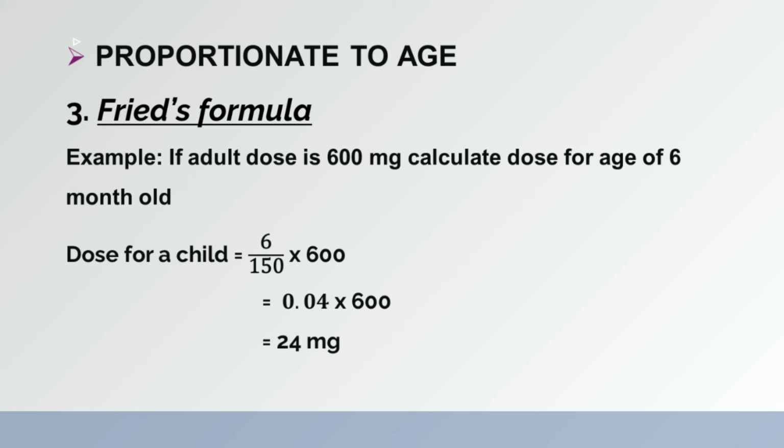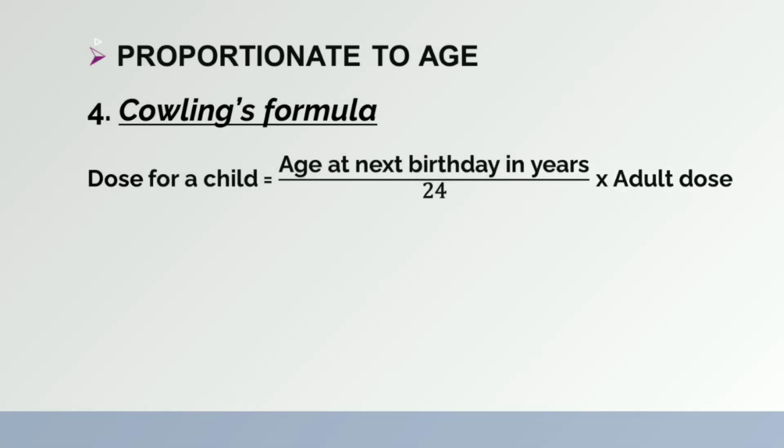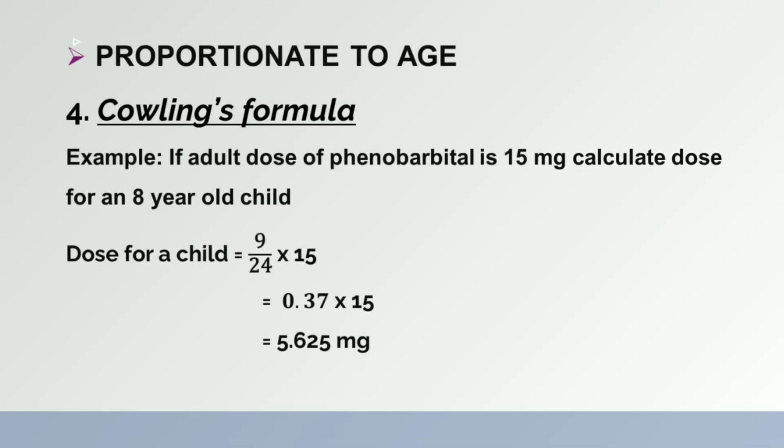Therefore, the child dose is going to be 24 mg according to Fried's formula. Then moving towards the next formula, that is Cowling's formula. According to this, the dose for a child is equal to age at next birthday in years upon 24 into adult dose. Again, we are going to see an example for understanding it more clearly.